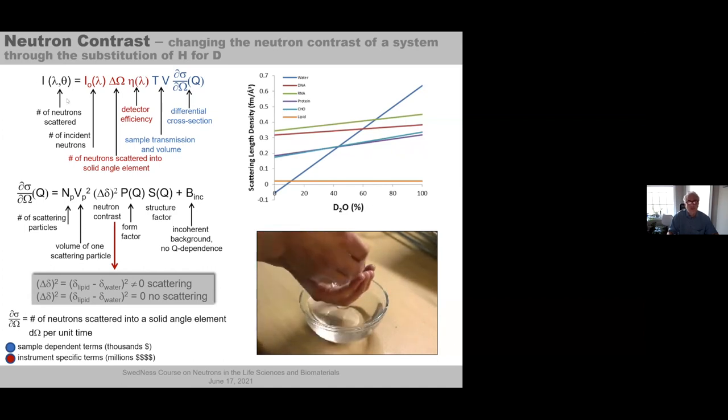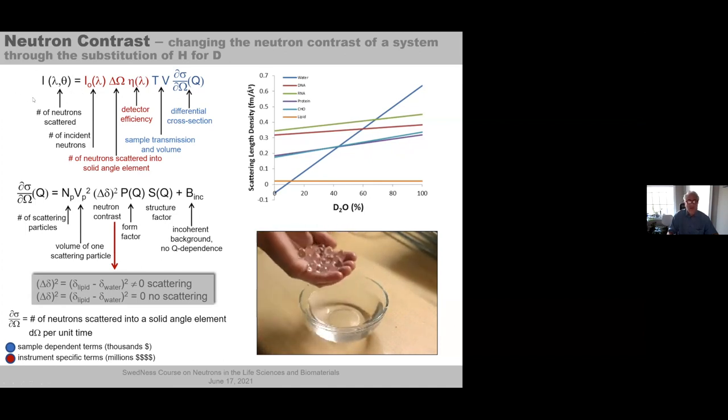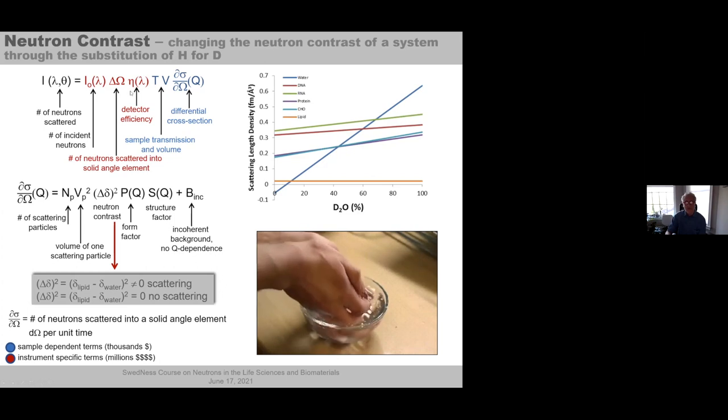So here is just a simple, well, it's not a simple equation, but this is what you're always measuring, or at least in most cases, you're measuring the intensity of your scattered beam one way or another. And most of these things are dictated by the instrument, and that is up to the ESS people and the Berlin people and the ILL people. They've dictated this to you. When you as a user go to one of these facilities, you are stuck with a lot of these things because they're instrument related.